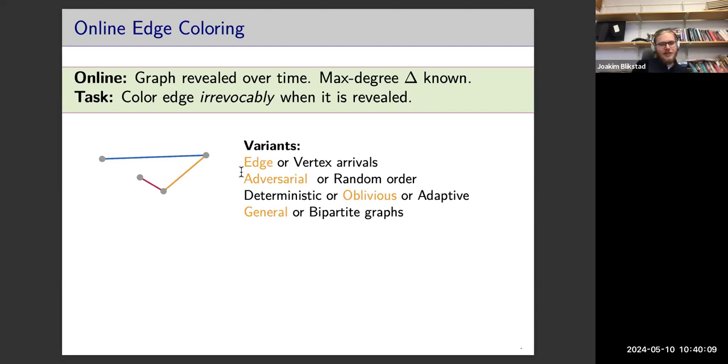Do you consider deterministic algorithms or randomized algorithms? In case of randomized algorithms, you have to talk about what kind of adversary you have. Some people have also studied special graphs, like bipartite graphs. But in this talk, I will mostly focus on almost the most general variant, which is edge arrivals. They're worst case, so some adversary has chosen some worst case ordering for your algorithm. And we look at randomized algorithms against oblivious adversaries.